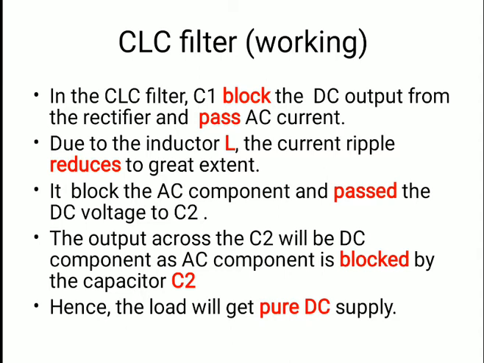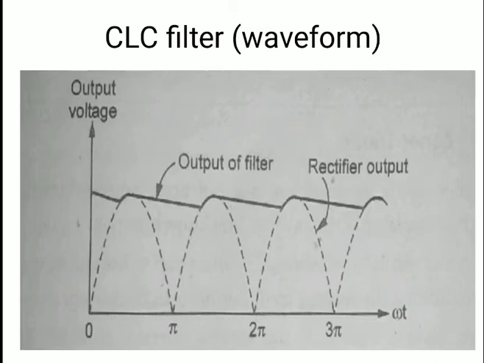So basically what happens here is we are getting the filtering three times: one by C, then L, then again by C. You can see its waveform, its output. Again the dotted line represents the rectified output and the dark line represents the output of the filter. So this is the working of the CLC filter.